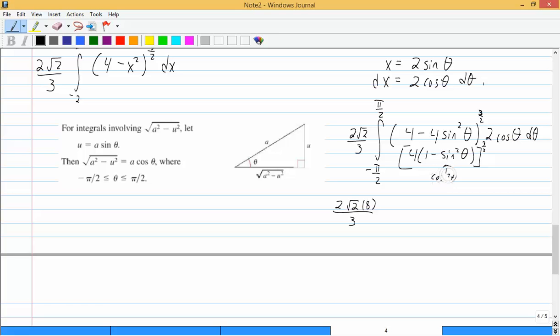What is the square root of cosine squared? That's just going to be cosine, then raised to the 3rd power it's cosine cubed. There's a 2 on the outside and there's a cosine on the outside, so I can bring this 2 out. This right here was cosine cubed, and that's cosine to the 1st. So this is the integral of cosine to the 4th d theta.